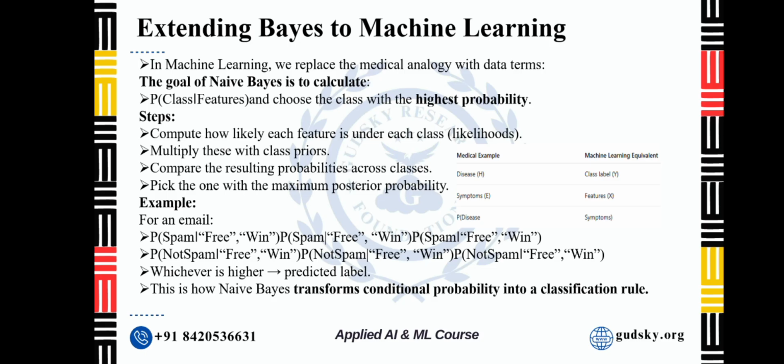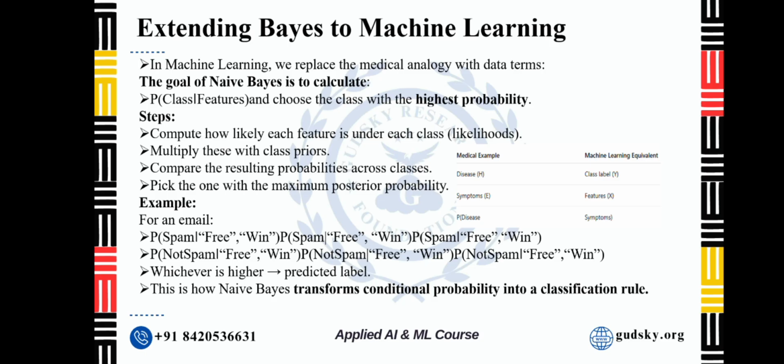So if we do this step by step, compute how likely each word feature is under each class, that's the likelihood. Multiply those by the class prior, that's P of class. Compare the resulting posteriors for all classes, choosing the one with higher probability. This process transforms simple word statistics into a full-fledged classification rule. So you can think of naive Bayes as a mathematical detective. It collects clues, that means features, weights their importance, and then decides which class best fits the evidence.